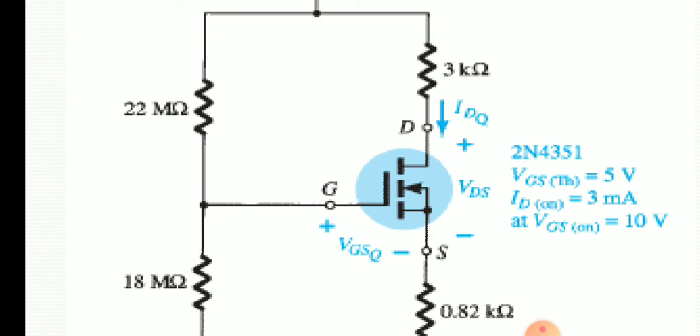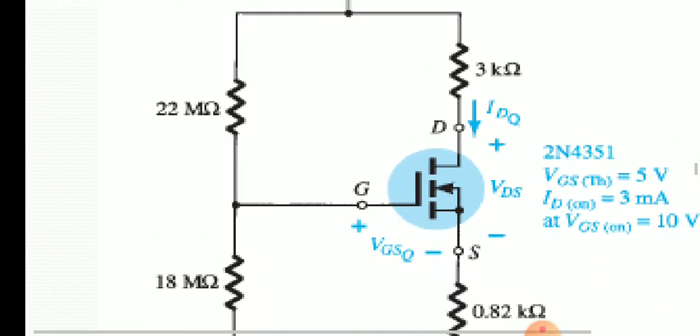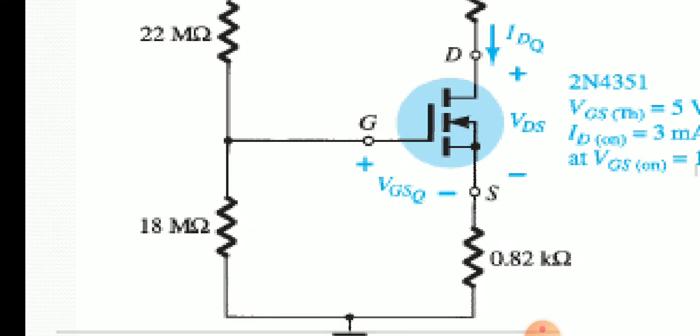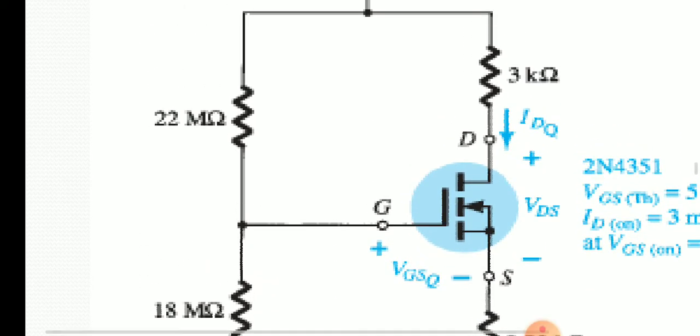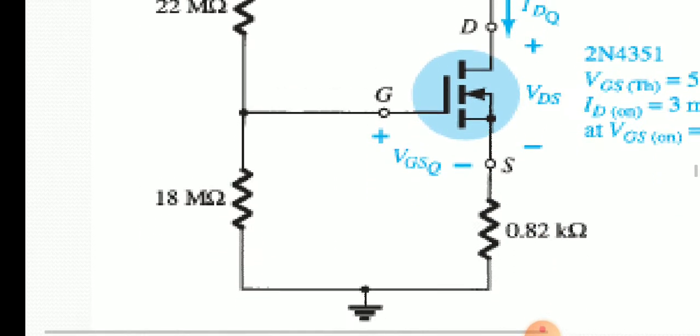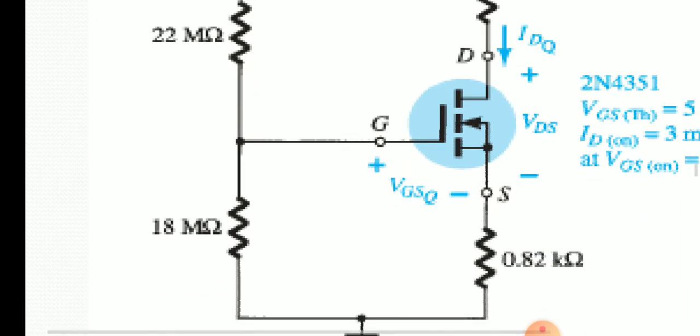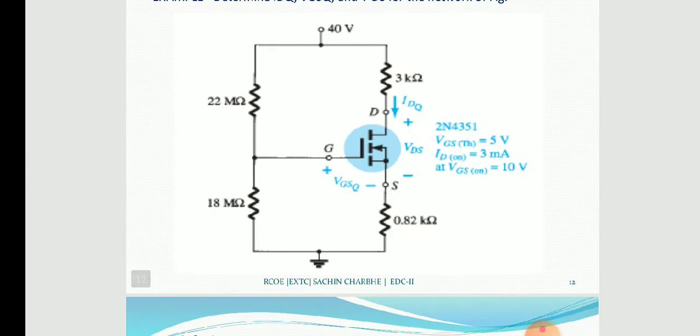So you have to choose the value from the data sheet, that is VGS TH equals 5 volt, ID on equals 3 milliampere, and VGS on equals 10 volt. Drain resistance is 3 kilo ohm. Source resistance is 0.82 kilo ohm. R1 is 22 mega ohm, R2 is 18 mega ohm, and VDD is 40 volt. So simple numerical of voltage divider bias.